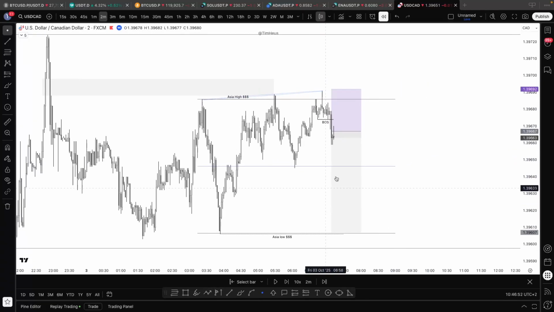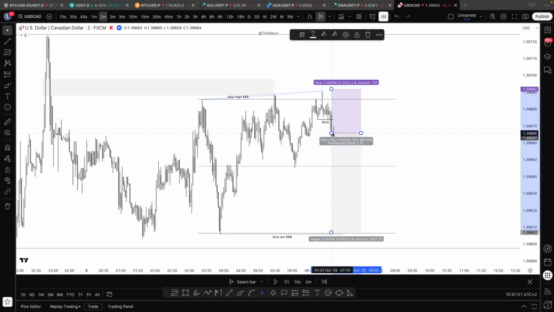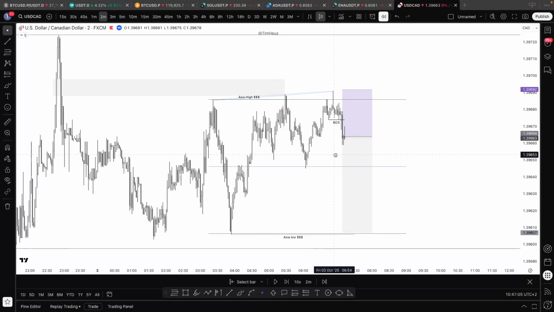And what you can see here is that you have an R of 2.4. The entry was not here. No, the entry was probably right here because you get filled right here. It was first a wick. You wait patiently, and there's your entry for a 2RR trade.